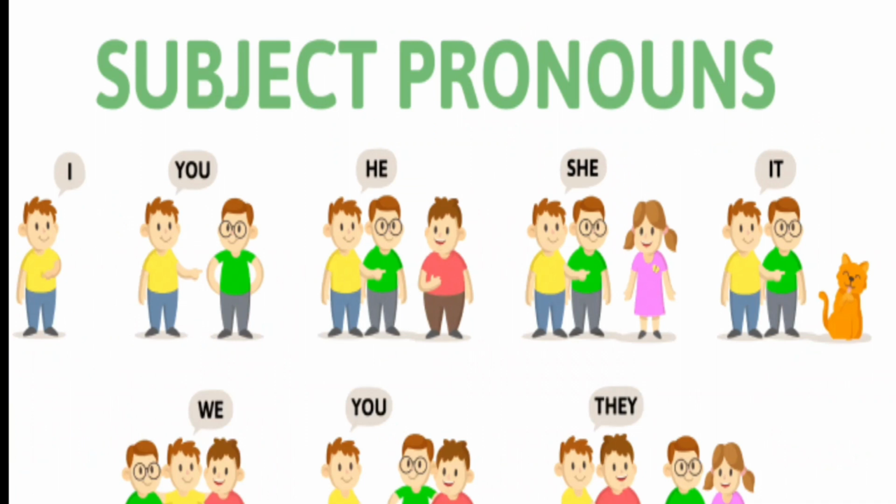Here are subject pronouns with pictures. I, you, he, she, it. It's, of course, singular form. It, when do we use it? We use it for animals. For example, it's a cat, it's a dog. Of course, we use it for things too. For example, it's a book, it's a flower, it's a mobile phone.